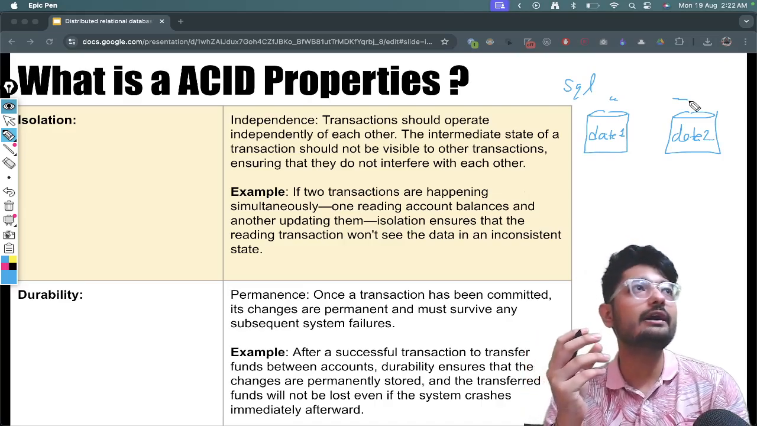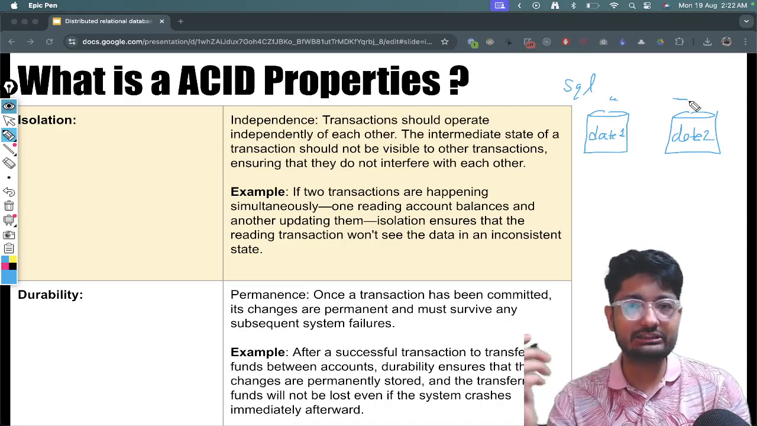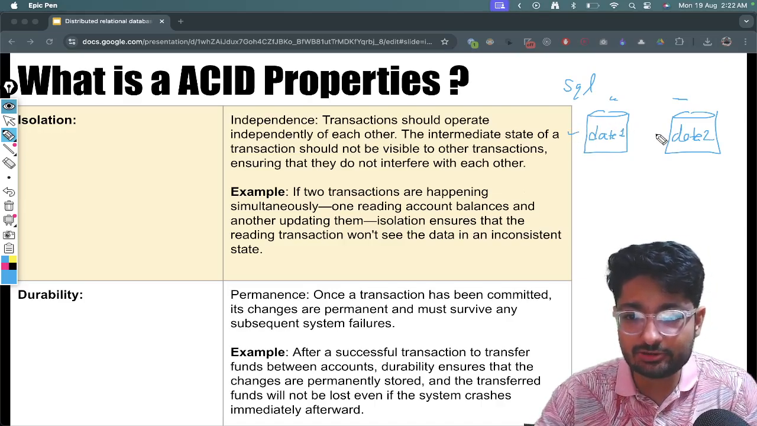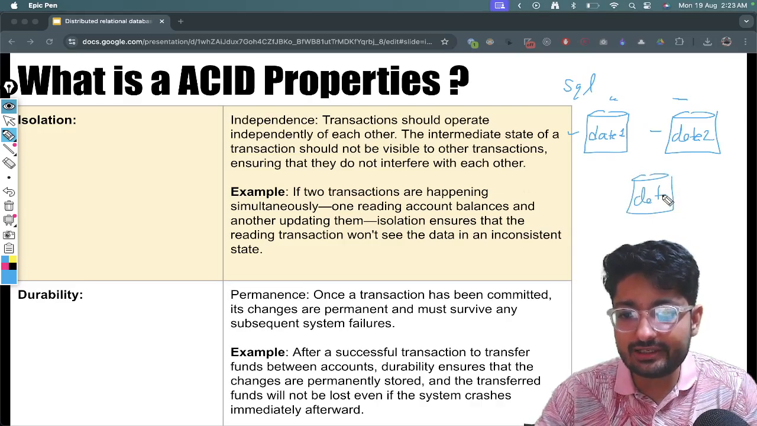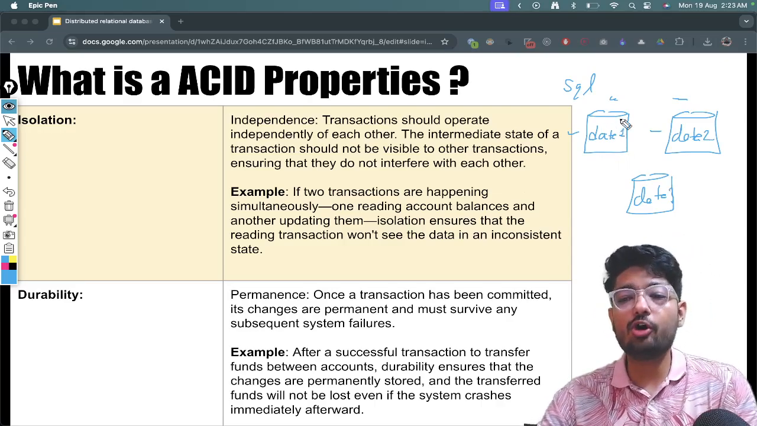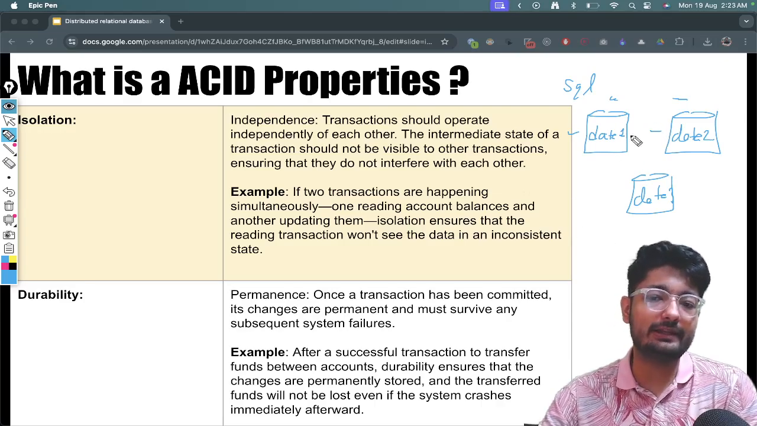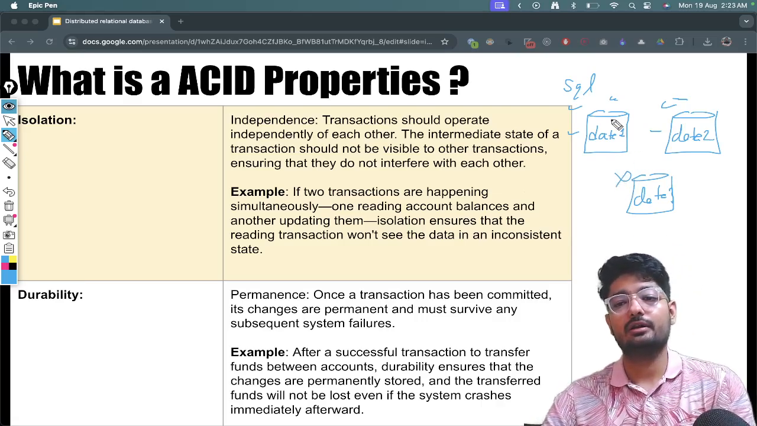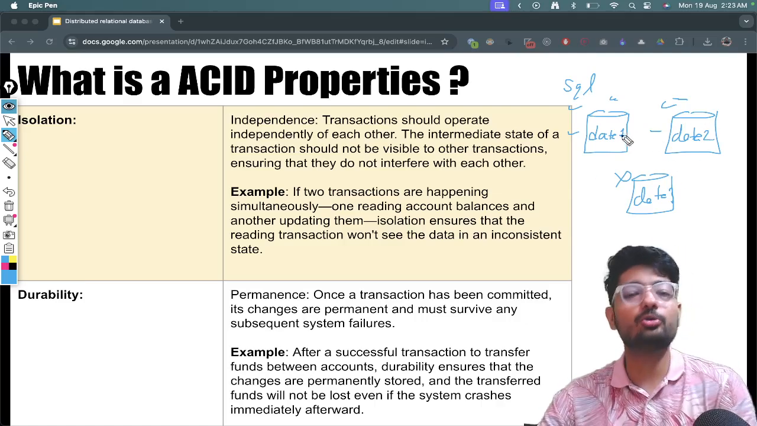Now I want to do some transaction. Transaction means that some data has to be changed here, and some has to be changed there. If there are multiple databases, transaction means that all has to be done or nothing has to be done. Let's say I made changes in this one, and somehow this database goes down, then what should happen? Because the databases are all different.